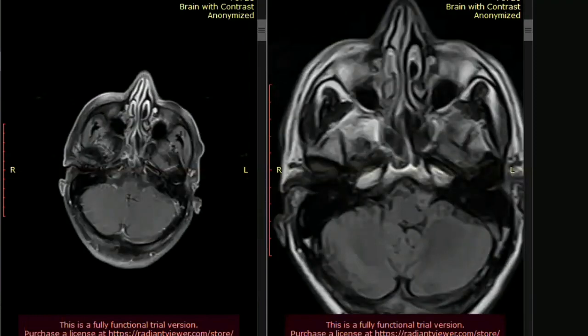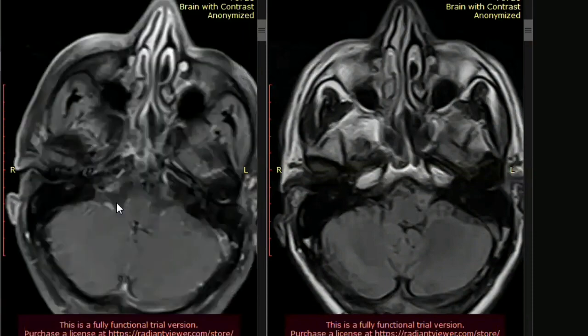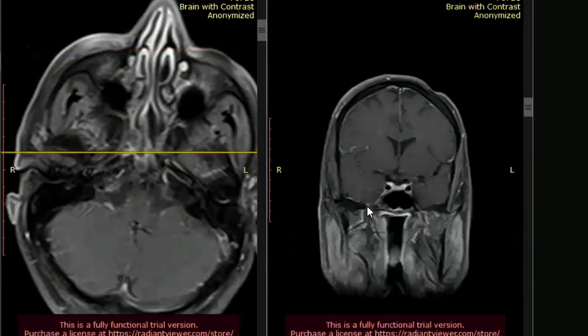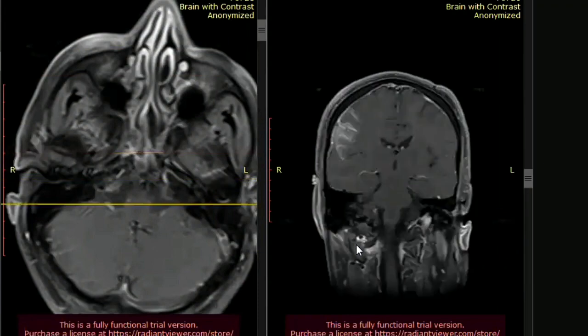Both are post-contrast. This one is post-contrast. This again is the same FLAIR image, right? Okay, I will show you the coronal post-contrast now. Please look at other structures as well, including the vessels and dural sinuses.